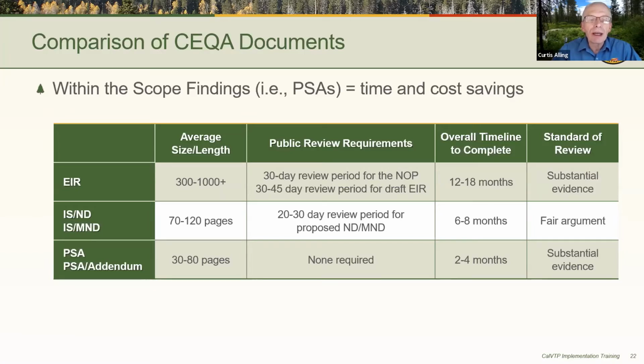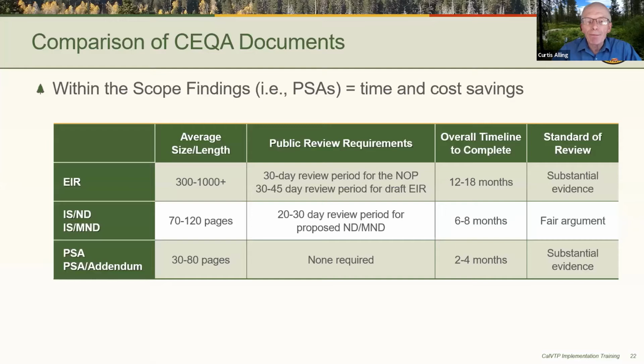The initial study mitigated neg dec, and neg dec, is smaller. It's a little faster. Only a 30-day review is typical. Six to eight months is fairly common, but it is vulnerable to the fair argument standard, as I had mentioned previously.